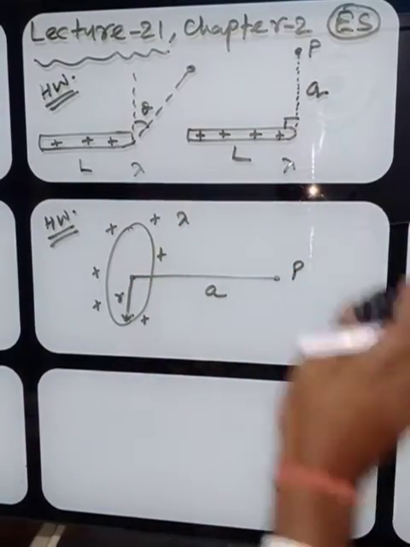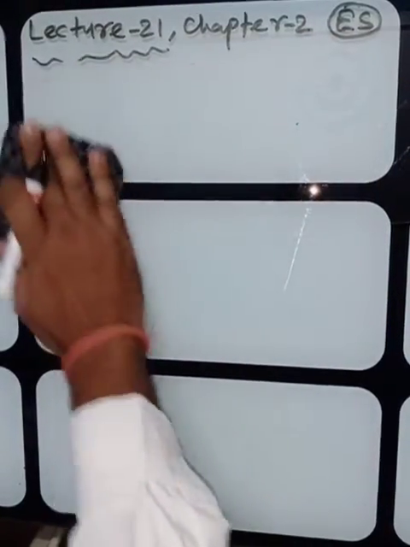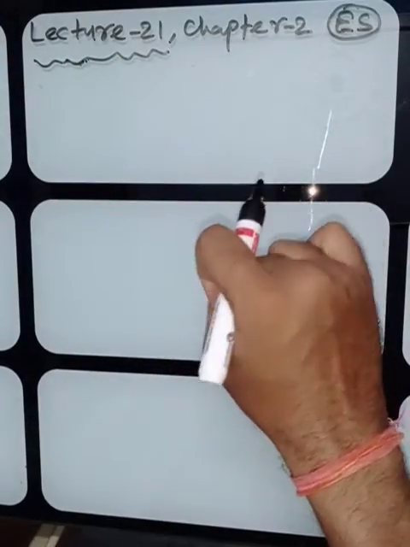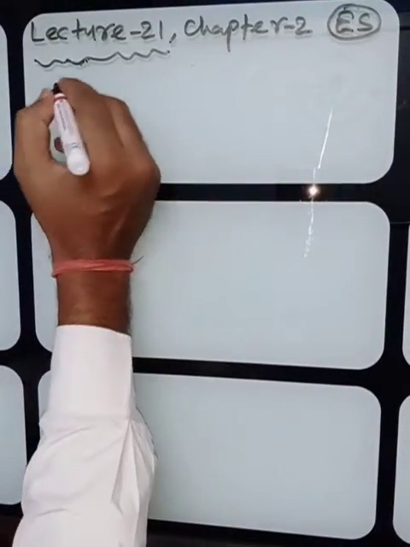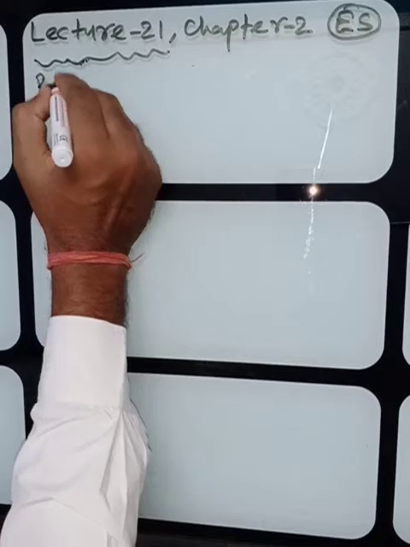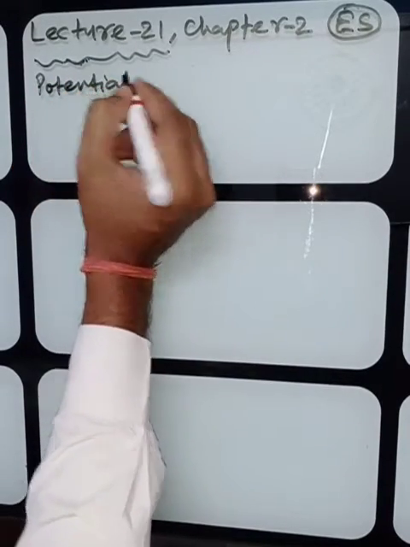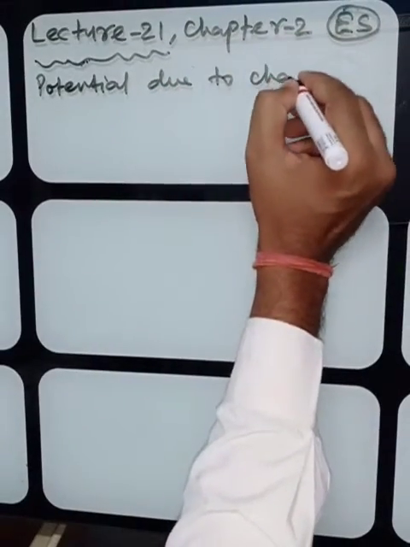Now the next application that you have to face in your board examination is the potential due to a charged shell. It is a conducting shell. You have to plot the graph also. Potential due to a charged shell.